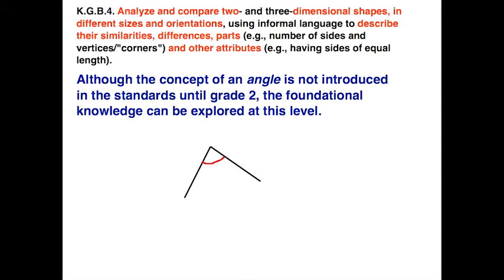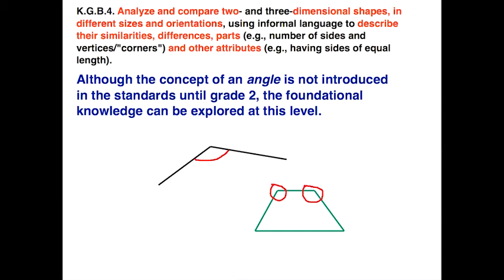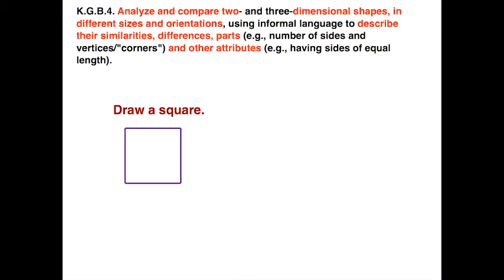We can make that angle a little bit larger, in fact a right angle, which would correspond to the right angles of this rectangle. And we could also widen it some more to where this larger angle could be part of a quadrilateral such as this one. Let's say you gave students this instruction: draw a square.